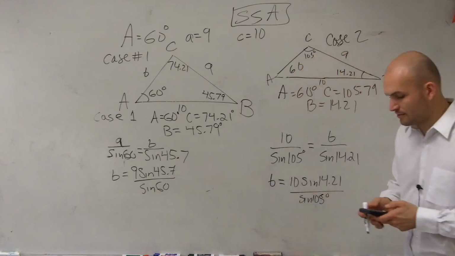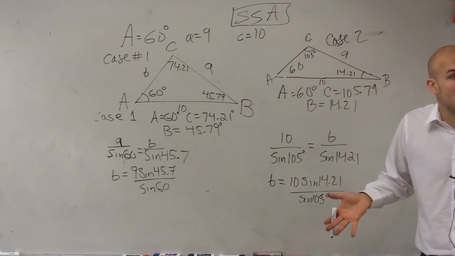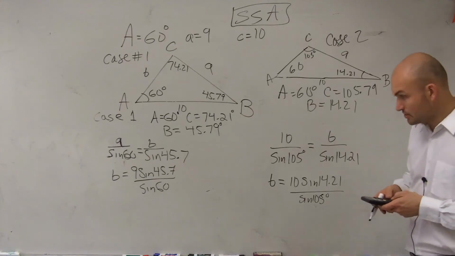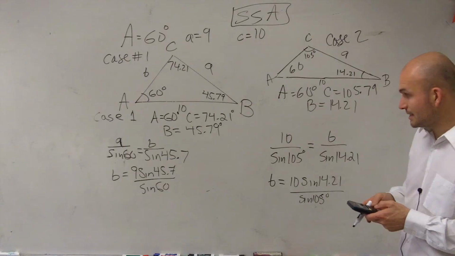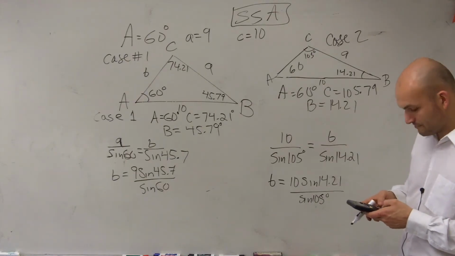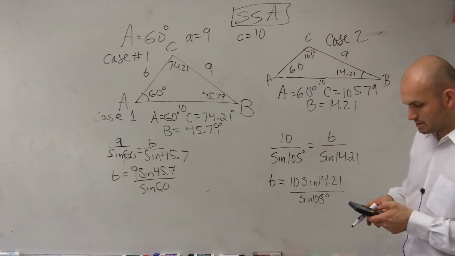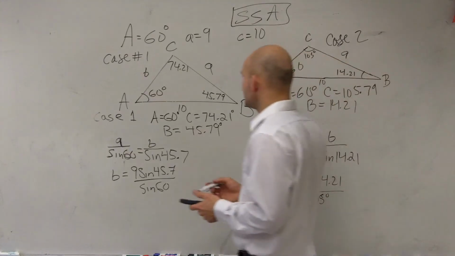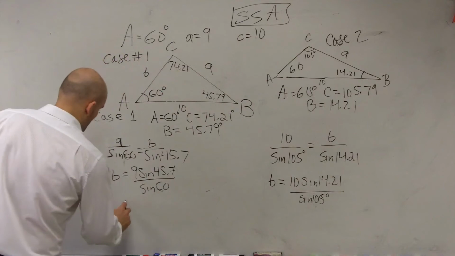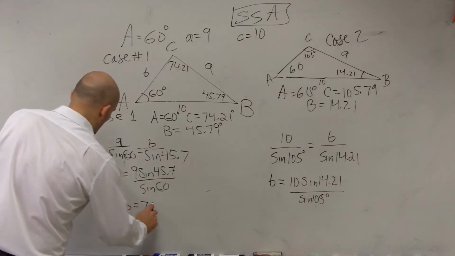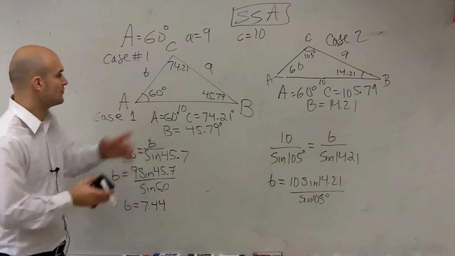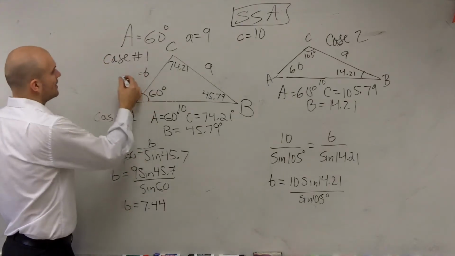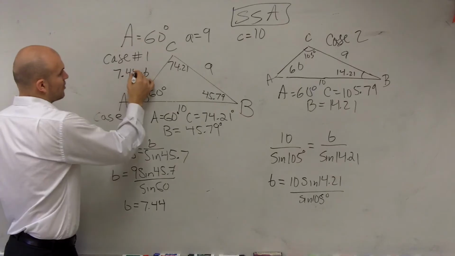So let's go and figure out what each value of B is, because for each triangle, B is going to be different. So I have 45.7 sine times 9 divided by 60 sine. And I get, in this case, B is equal to 7.44. Okay? So in this triangle, in case number 1, I say 7.44.